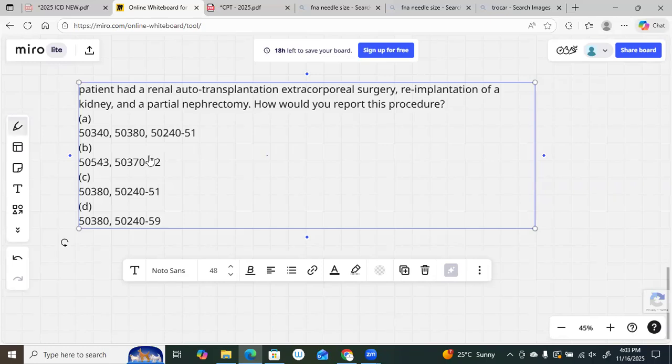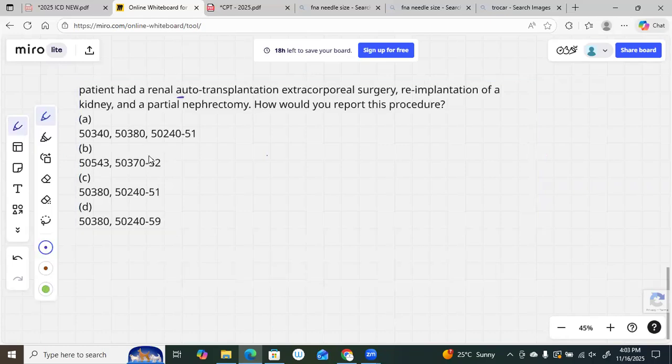So in our case, the doctor is doing renal autotransplantation with the extracorporeal surgery, and he did the reimplantation of a kidney. And the doctor also did the partial nephrectomy. So the correct answer is C.